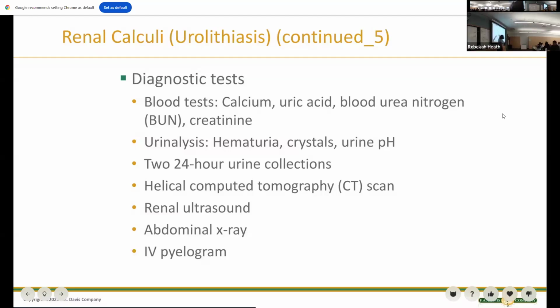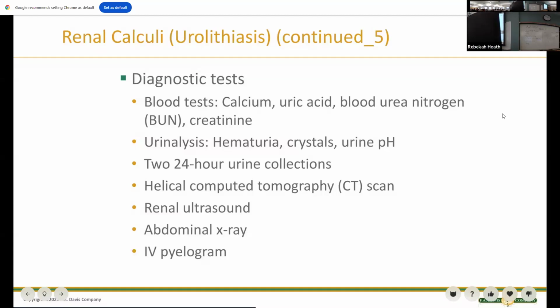Urinalysis, right? We want to look at hematuria, the crystals, urine pH. Maybe we'll look for those casts, like we saw in the video, the white blood cell casts. It says two 24-hour urine collections. That's your book. I haven't seen it in real life. They might do a 24-hour urine, but I haven't seen two of them for this. You might get a CT scan, a renal ultrasound, abdominal x-ray, or IV pyelogram.